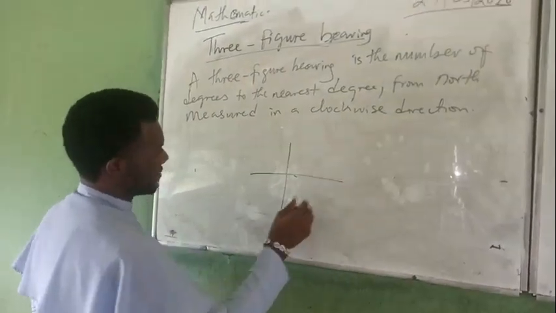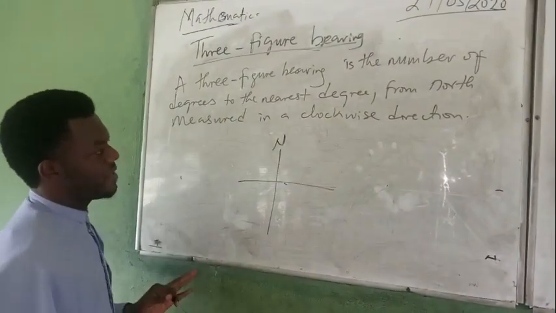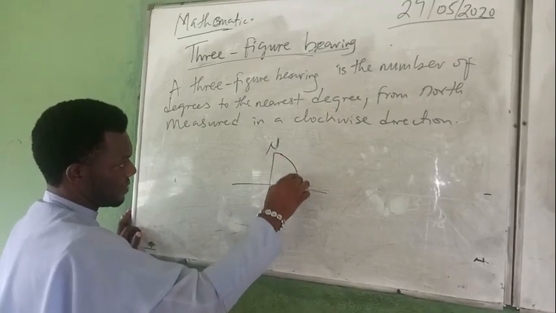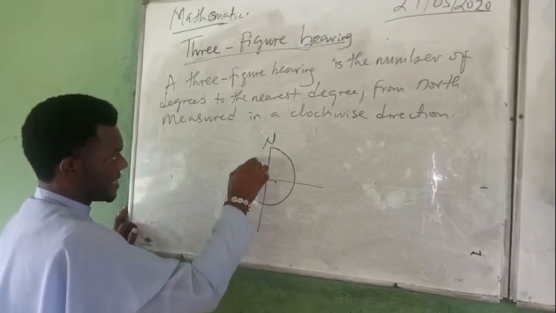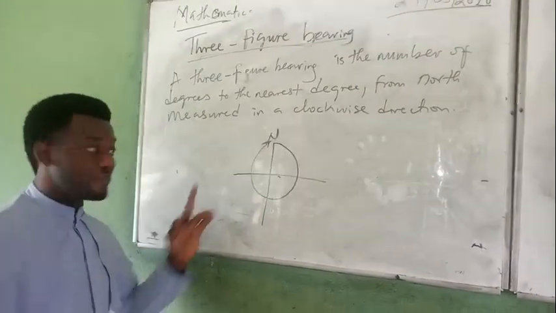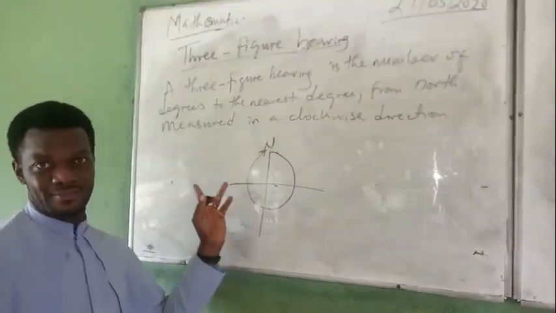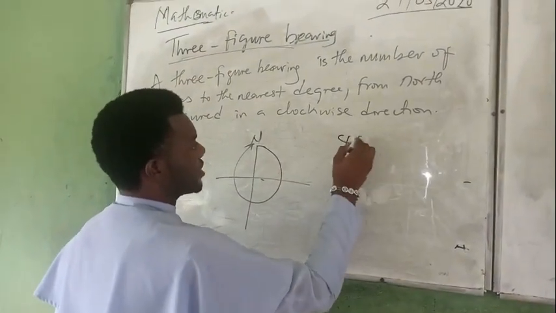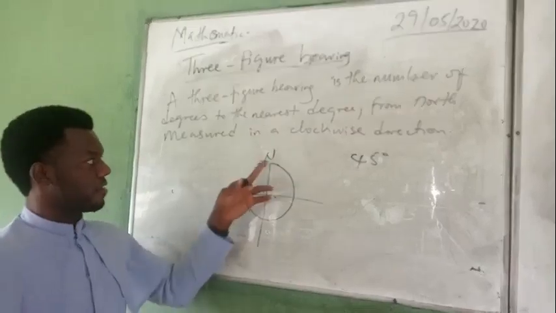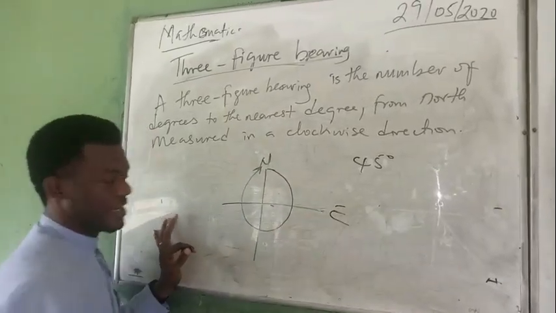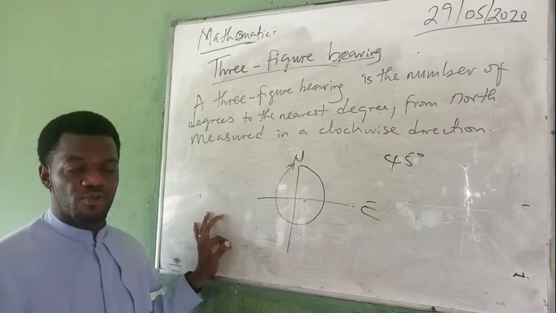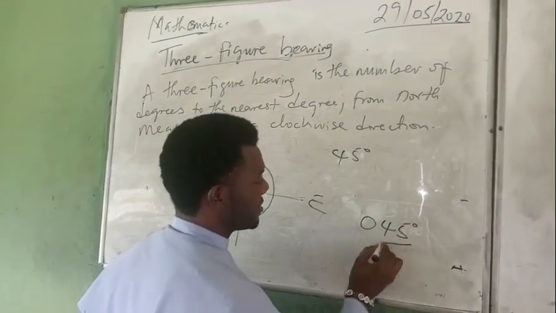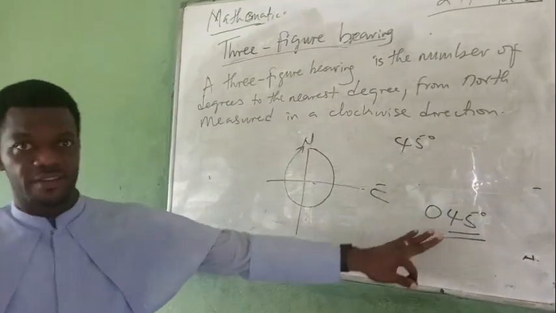Explanation: this is the north. Three-figure bearing begins from the north, clockwise. This is clockwise, and it moves in this direction back here. So we measure three-figure bearing from the north clockwise, whichever way. If we have something like 45 degrees, from north to east is 45 degrees. In a three-figure bearing, we don't write 45 degrees. What we write is 045 degrees, with a zero in front.